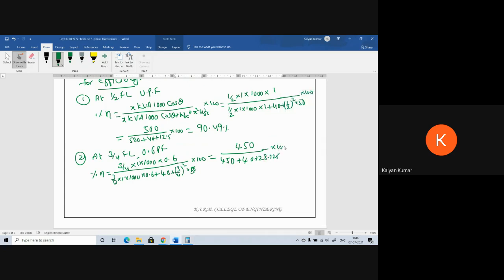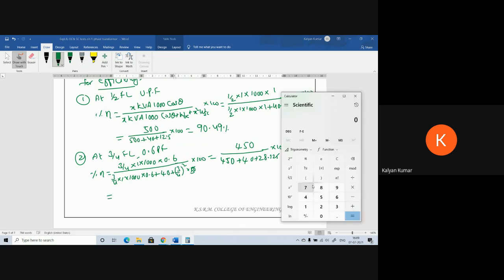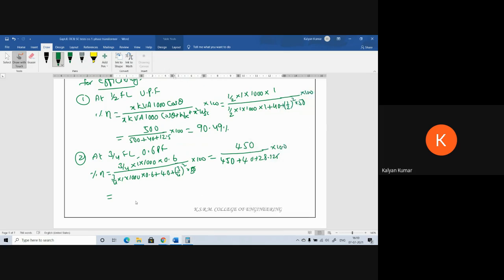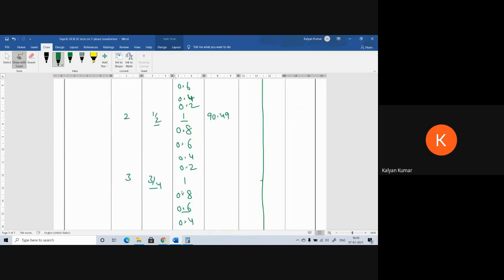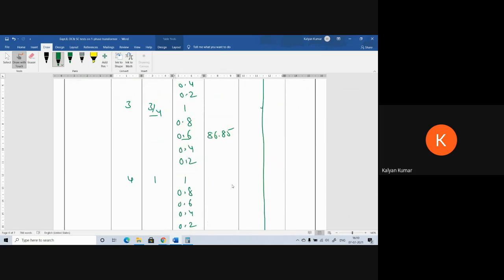We are going to get 28.125. 28.125 into 100. So this gives rise to 450 into 100 in the numerator, divided by the denominator, 450 plus 40 plus 28.125. So we're going to get 86.85%, which we can represent here. So like this, you can calculate the remaining values also.